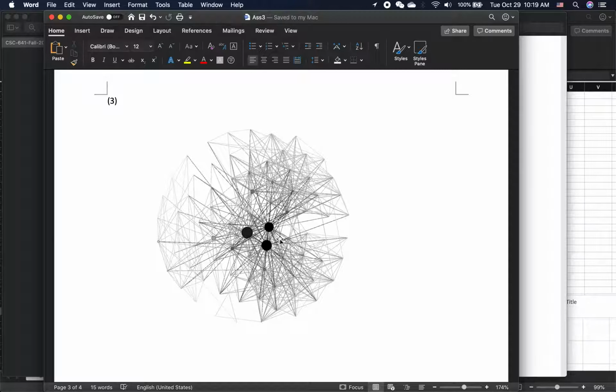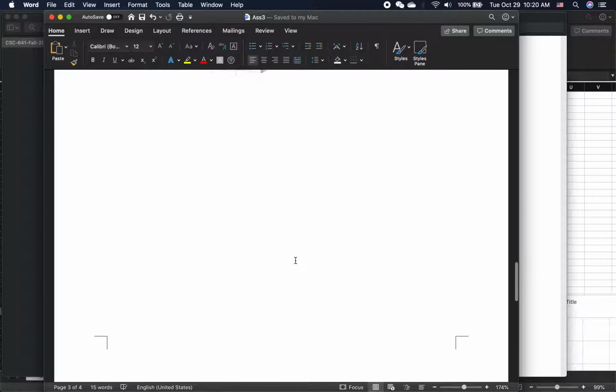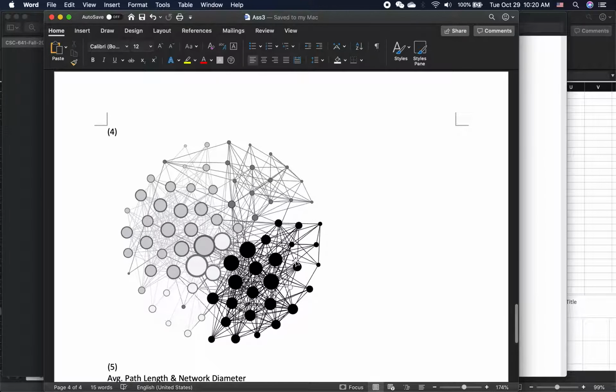The betweenness centrality is a value of the number of shortest paths a node is part of. So these 3 black circles, they also have a very high betweenness centrality. It means that they are part of many shortest paths between 2 nodes. So move to question 4.